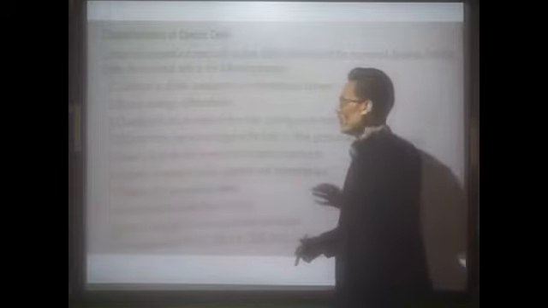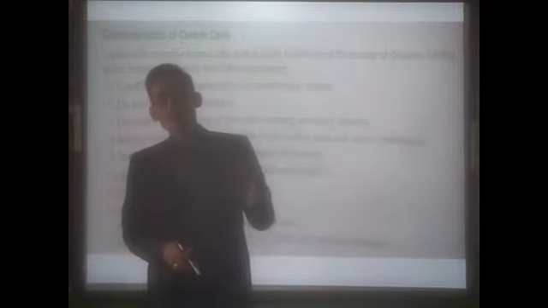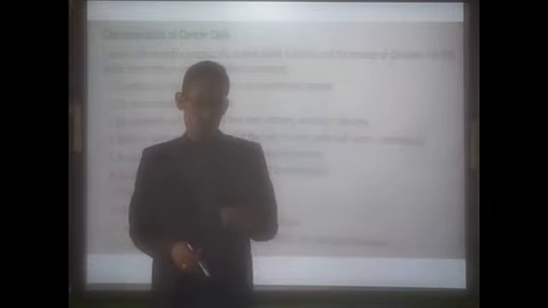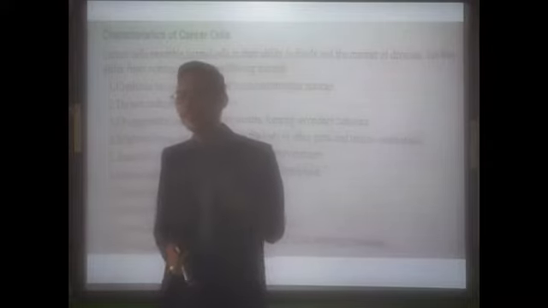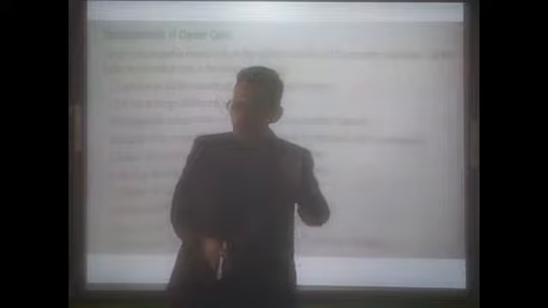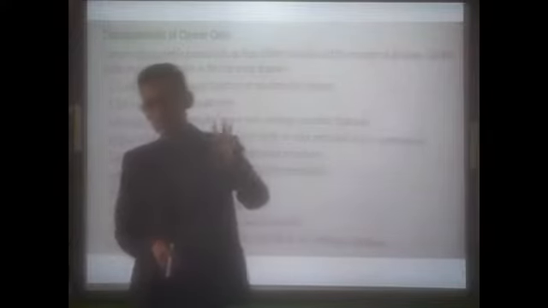The first one is that it continually divides ceaselessly in an uncontrolled manner. So we have to learn that cancerous cells will divide continuously in an uncontrollable manner, clear? Without any differentiation. These divisions will be ceaseless, without stopping, dividing again and again.